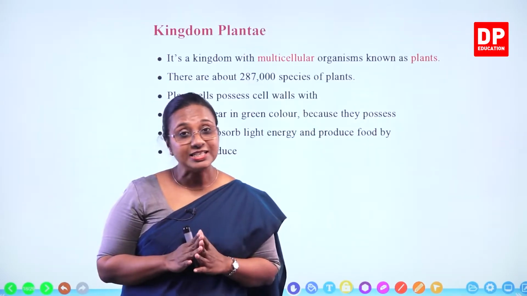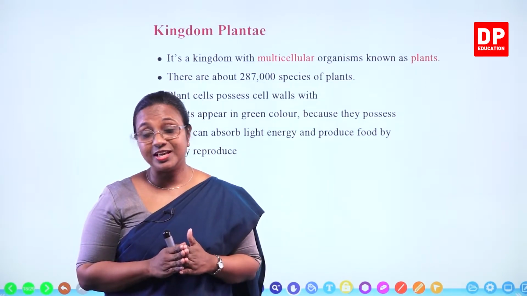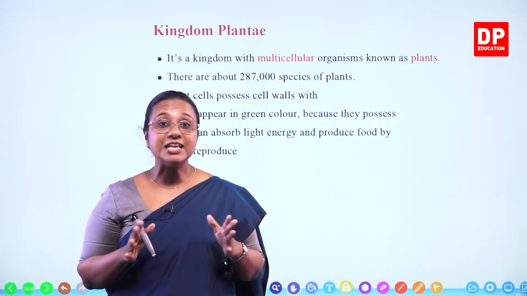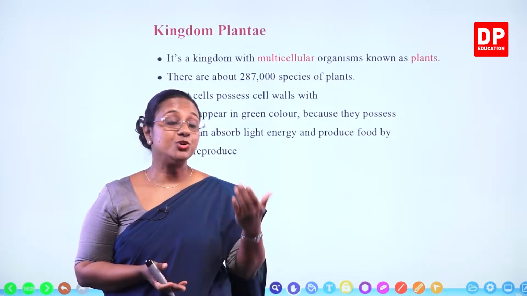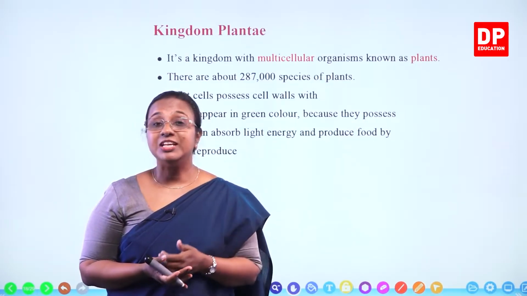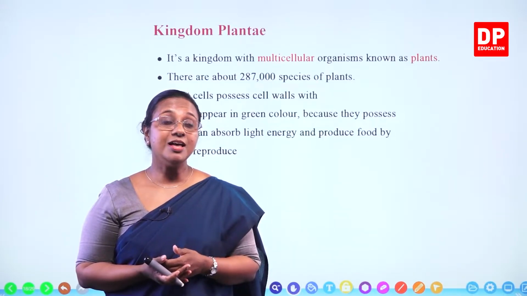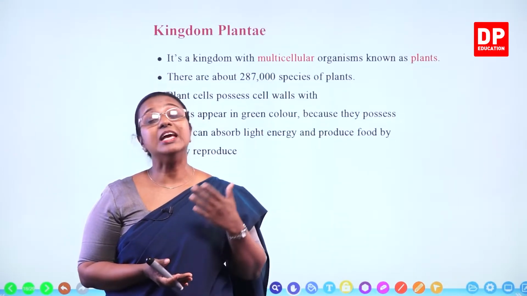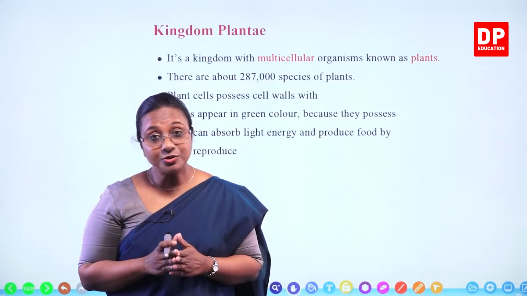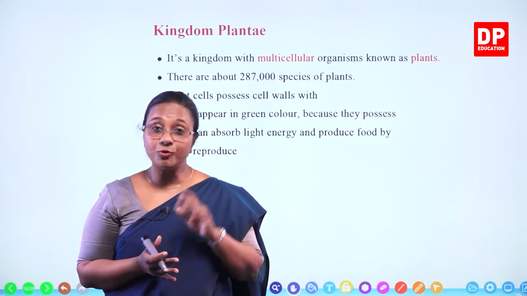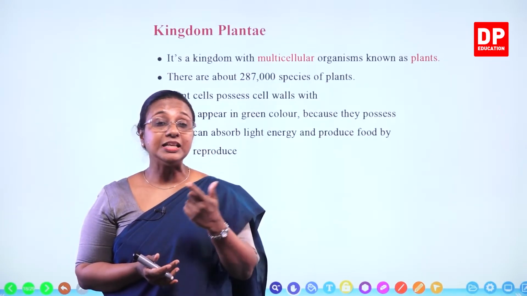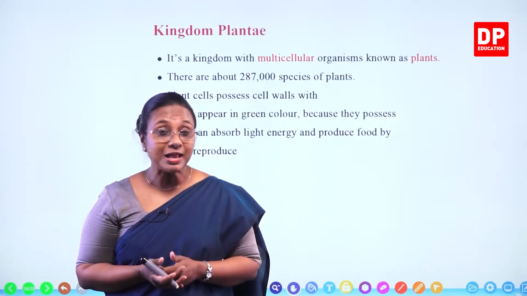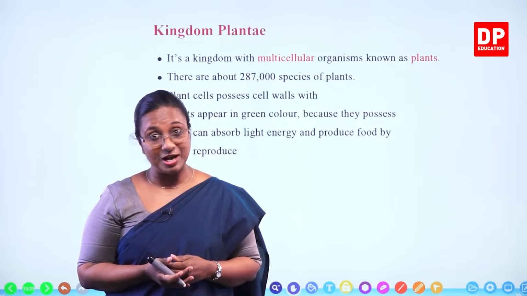So we started discussing the 3-domain classification by Carl Woese. Under that, we have discussed the first domain, that is domain archaea. Thereafter, we discussed domain bacteria. Then we moved on to domain eukarya. And under domain eukarya, there are 4 kingdoms. You all can remember that. Kingdom protista, kingdom fungi, kingdom plantae, and kingdom animalia.